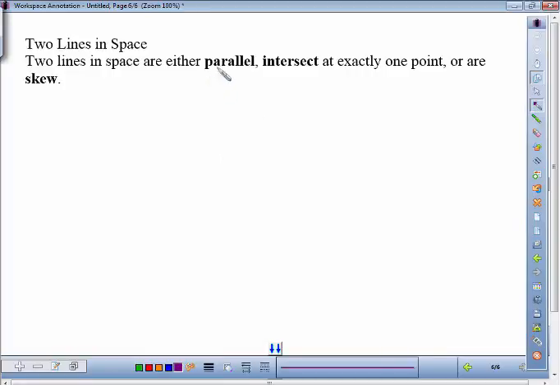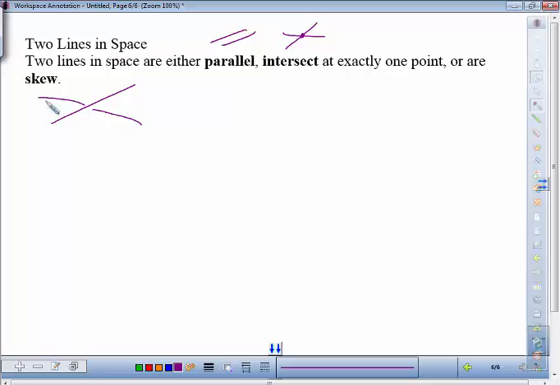Skew. So 2 lines are parallel, the lines look like this, 2 lines intersect, and 2 lines are skew means they're not parallel, but they don't intersect. And that makes sense in 3 dimensions, right? Can you imagine that? Just like that, right? They don't intersect. They're certainly not parallel. They are skew. So when that happens, they're skew.